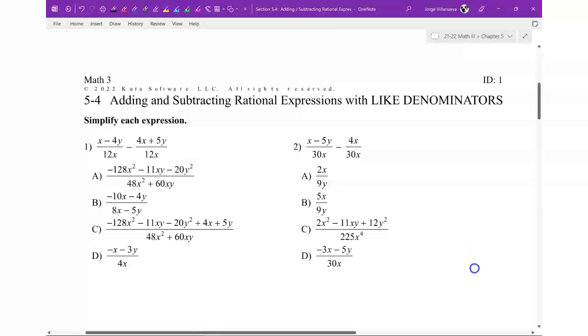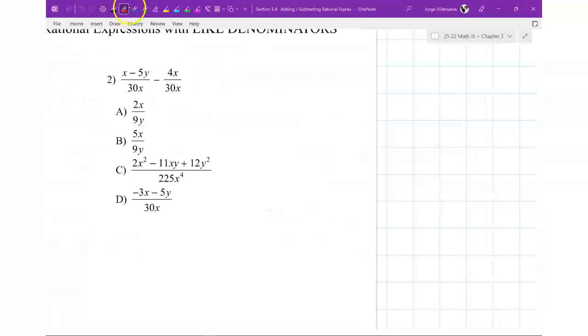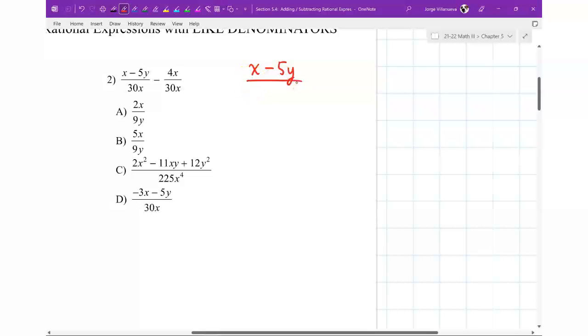All right, so I'm going to just rewrite it just so I have it to the side here. So x minus 5y over 30x minus 4x over 30x. Now, whatever happens, at least for now, I'm going to make a big old fraction here, okay? Because I'm going to combine these things together. The denominators will stay the same on the first step. So this is still going to be 30x.